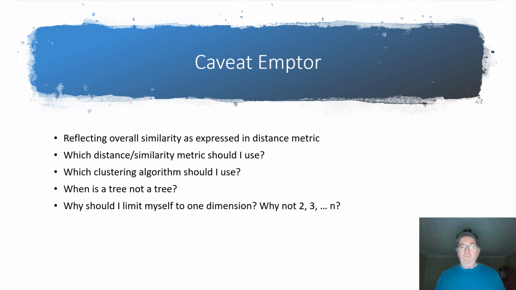Similarly, we did UPGMA. You could do an unweighted pair group method with geometric means. You could do a neighbor joining tree. And there are a whole bevy of clustering techniques. Which one is best for you? I don't know of any objective criterion by which to select among the possible clustering algorithms.